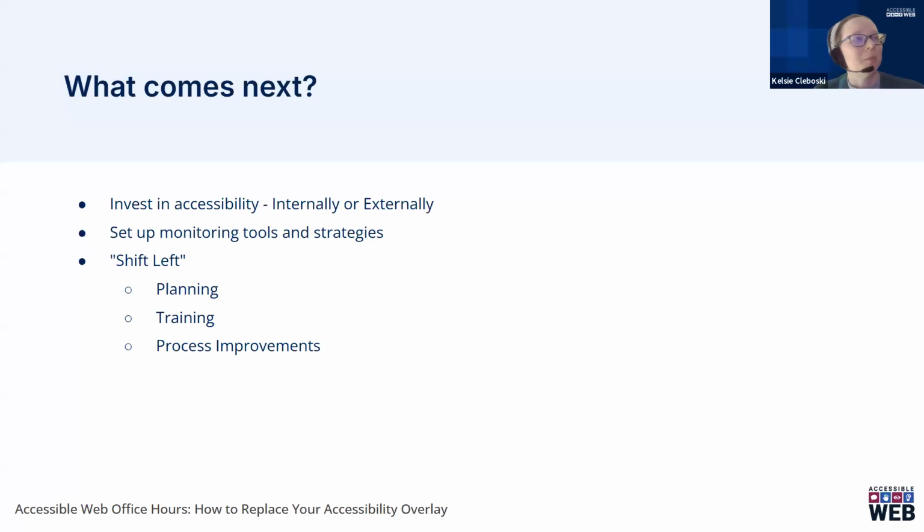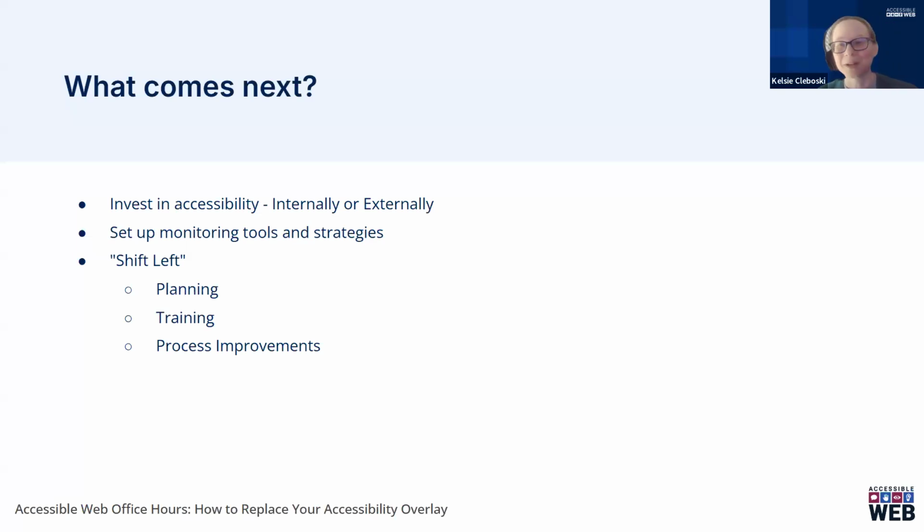We also recommend setting up monitoring tools and strategies. An example of how that might look might be something like monthly scans with an automated tool, biannual manual accessibility reviews, and annual user testing. The details could definitely vary, but having regular and planned assessment and remediation of accessibility is really valuable to maintaining and continuing to improve the accessibility work that you've already done in moving away from an overlay tool.